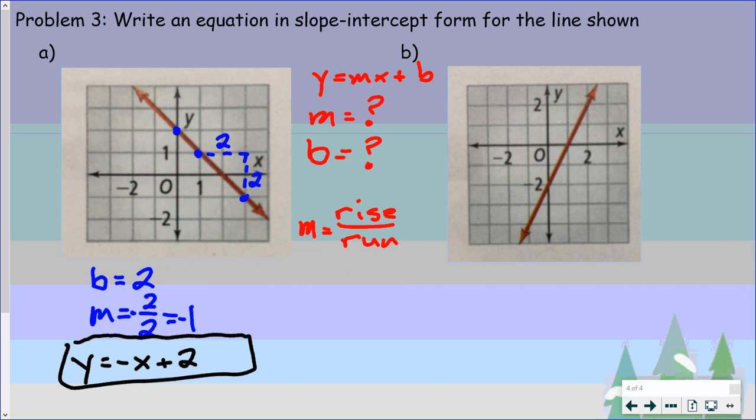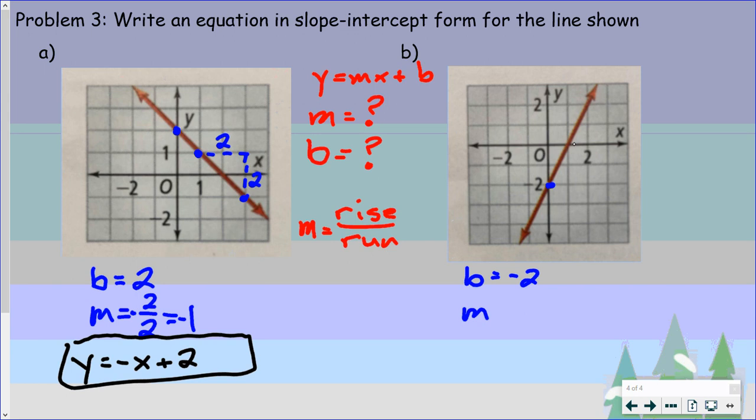All right, so let's do the same thing. So the y-intercept on this one is at -2. So looking at the equation, I know this one's going to be -2. Since this is a negative, it's going to be -2. This one was a positive y-intercept. It was +2. And then let's look at the slope.